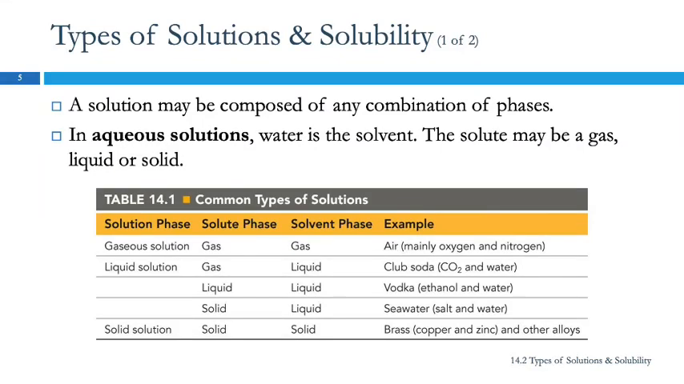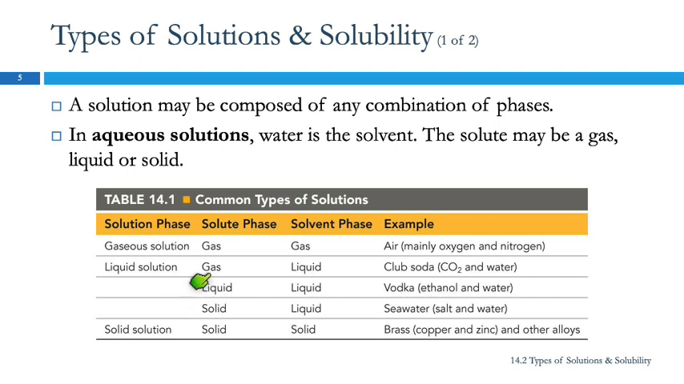Typically, I think people think of solutions as being a solid dissolved in water, and that's often what they are, especially in chemistry. But you can have a solution between any combination of phases. You can have a solution of two gases. An example of that is the air that we're breathing. Air is mostly nitrogen, but it also has oxygen and carbon dioxide and argon.